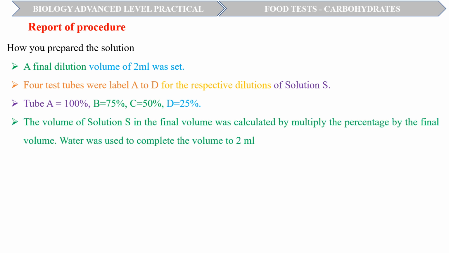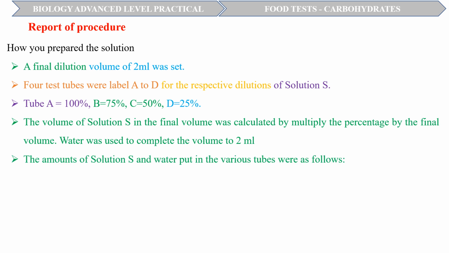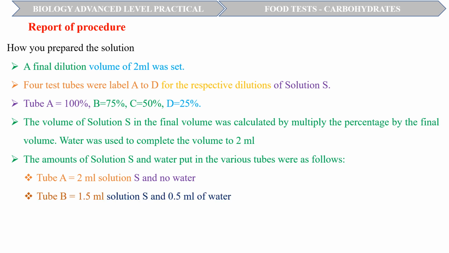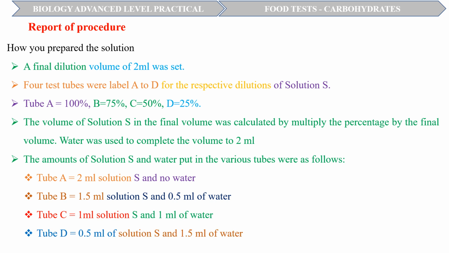The volume of solution S in the final volume was calculated by multiplying the percentage by the final volume. Water was used to complete the volume to 2 milliliters. The amounts of solution S and water put in the various tubes were as follows. Tube A had 2 milliliters of solution S and no water. Tube B had 1.5 milliliters of solution S and 0.5 milliliters of water. Tube C had 1 milliliter of solution S and 1 milliliter of water. Tube D had 0.5 milliliters of solution S and 1.5 milliliters of water.